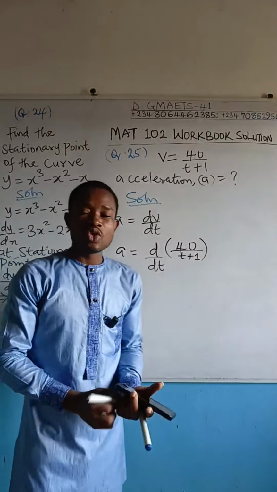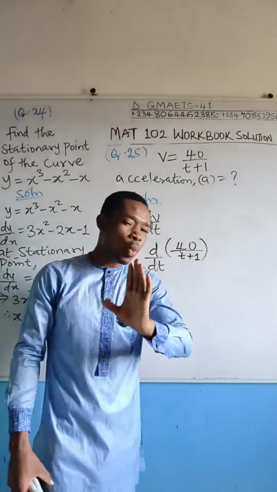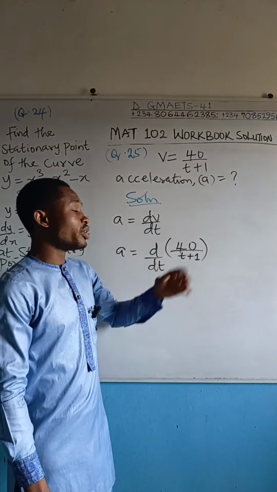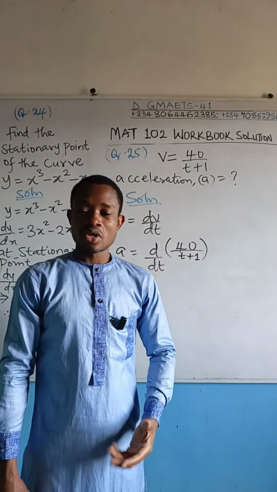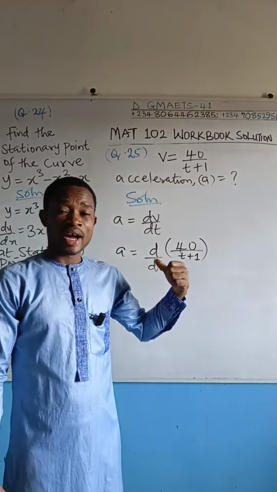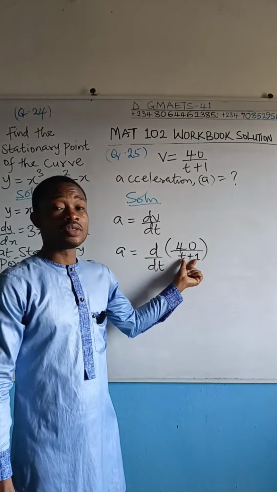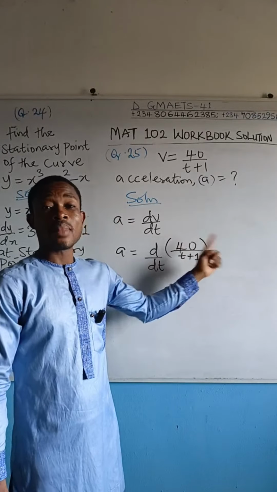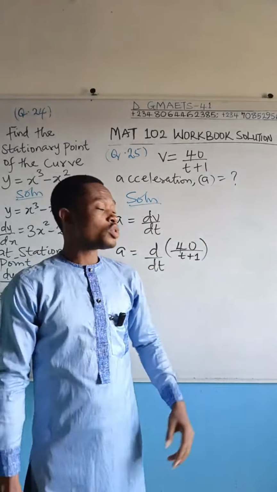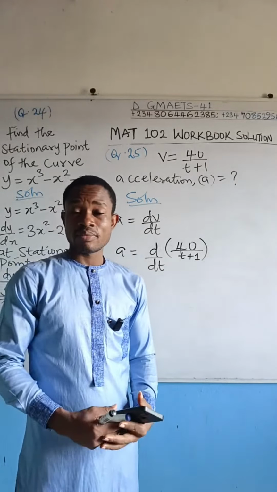Now, there are two ways you may choose to differentiate this. You can use quotient rule to solve this problem. Why? Because this is in fraction form. It's a rational function. It has numerator and denominator. So you can use quotient rule. In that case, you keep t plus 1 constant, differentiate this 40, minus keep 40 constant, differentiate this t plus 1, then all over, you square the denominator. Simplify whatever you have there. That is one way you can solve this problem.